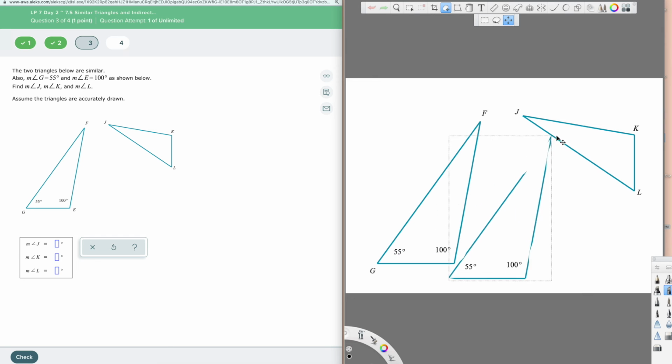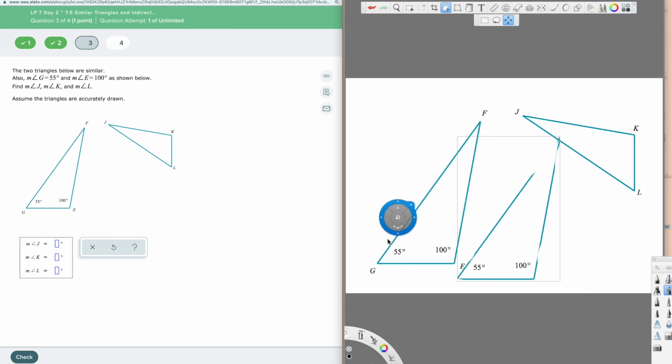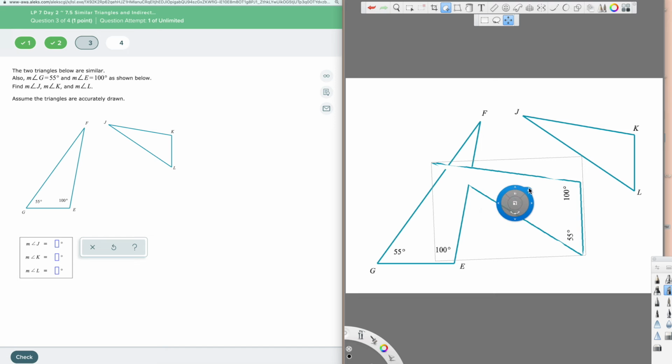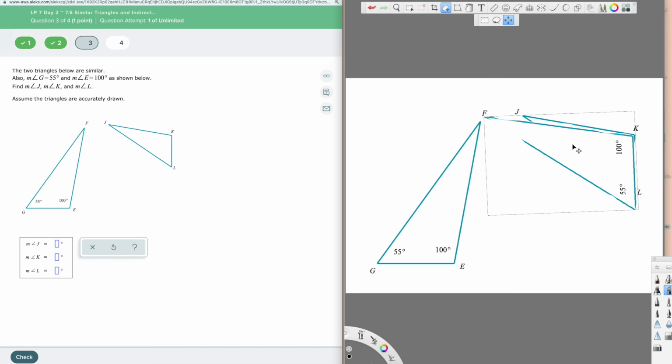All right, I didn't grab the letters because those would have gotten in my way, so we need to make sure that we can track 55 goes with G here, 100 goes with E. So the reason I'm doing this is so that I can kind of turn this so that we can see that this one does in fact come over here and fit right there inside. So if I get the right angle there, boom, look at those, that K matches right up with that E.